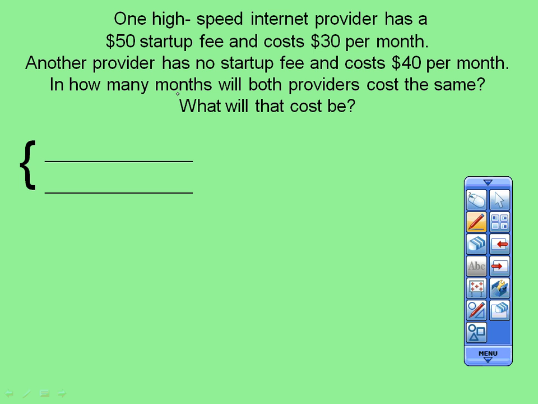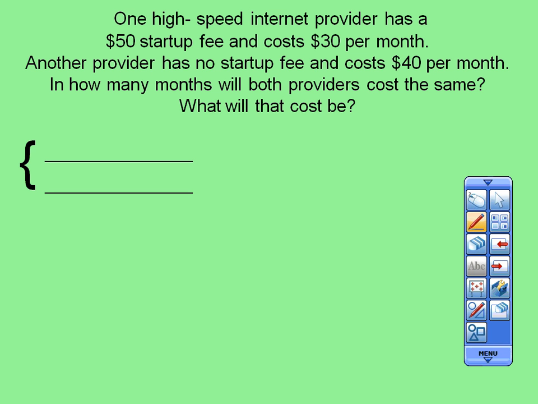Good, so when they're asking in how many months, it'll be 5 months, and for the cost, which one do y'all want to put it back into? The 40x. So y equals 40x. So y equals 40 times 5. Good. So y equals 200. And y is our total cost. So it'll cost us $200. So in 5 months, you spent $200, those will be the same.